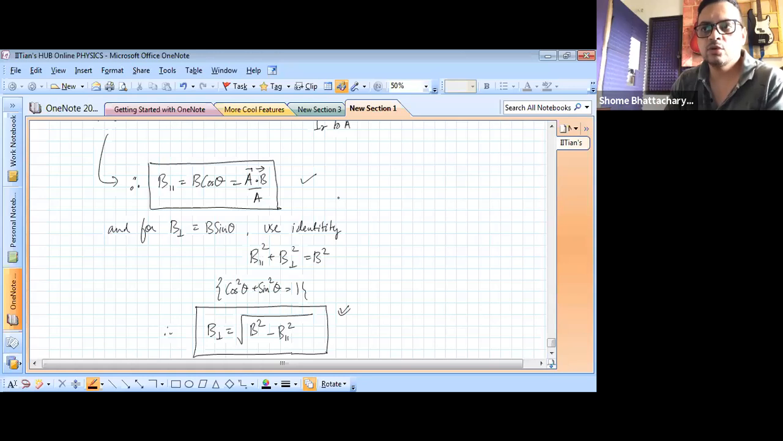See, Shikhar, what is B perpendicular? It is B sin theta. And what is B parallel? It's B cos theta. So square and add these two, what you will get? You will get B square cos square plus B square sin square. And cos square plus sin square is 1. So what will you get on that side? B square.